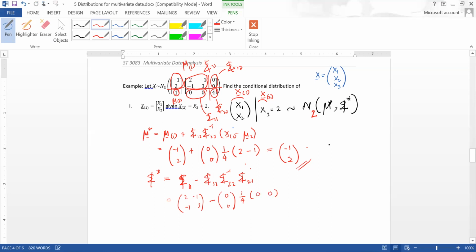Check whether the dimensions are correct when you take this. This is a 2 by 2 matrix. So sigma 1,2 is 2 by 1, sigma 2,2 inverse is 1 by 1, and sigma 2,1 is 1 by 2. So you end up with a 2 by 2 part there also. But you have 0, 0 parts in the second one. So you can get 2, minus 1, minus 1, 3.